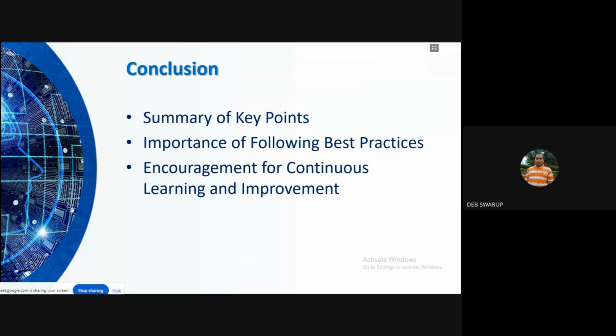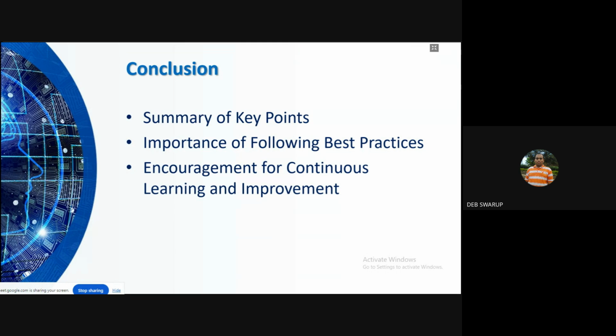Now, the summary of key points. I remember what we told in the abstract. Again, we are discussing the same things, but with a little bit of change here and there. So, summary of key points. Whatever you have cited there, you have to justify it in your conclusion.